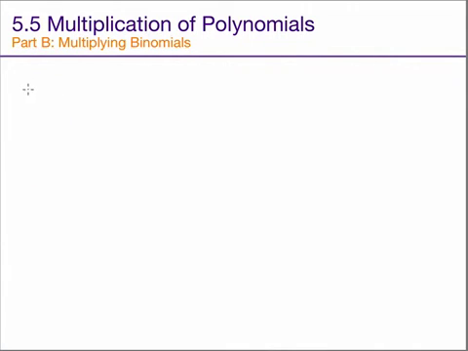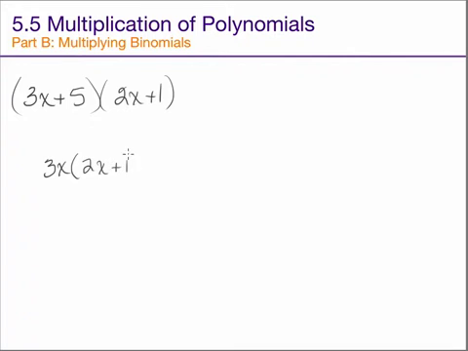Let's multiply the binomials 3x plus 5 and 2x plus 1. All I'm really saying here is I want to multiply this sum by this sum. We already know how to do a problem like just 3x times 2x plus 1. And we also already know how to do a problem like just 5 times 2x plus 1. But I want to multiply both 3x and 5 by 2x plus 1. So all I need to do is add together those products.